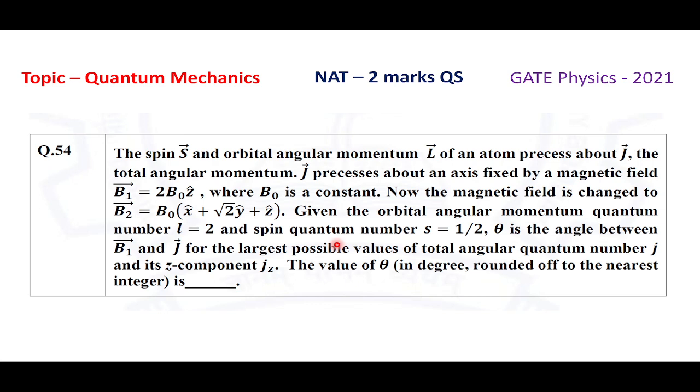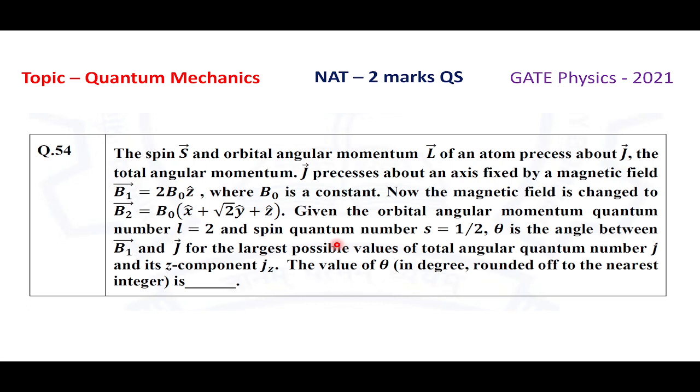Because you have L equals 2 and S equals half. So how will you find the j value for this particle? I will give you a hint. The possible j values range from L plus S to mod of L minus S.